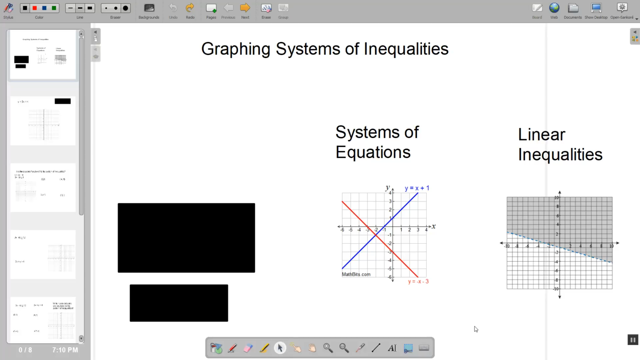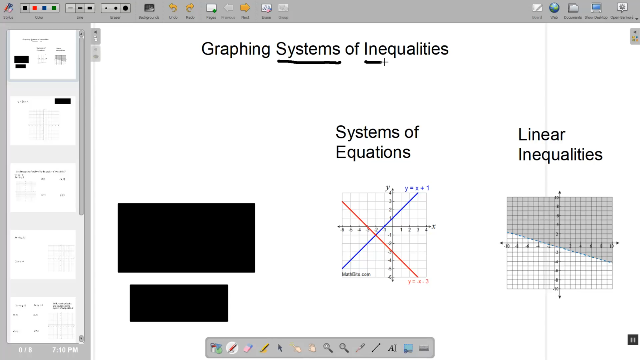This video is going to cover graphing systems of inequalities. What's really important with systems of inequalities is that we want to make sure that we are graphing two different things that we have already graphed so far this year. The first one is a system, which means more than one. So far, we've been graphing a bunch of systems of equations, which means more than one line, and we want to know where those lines intersect.